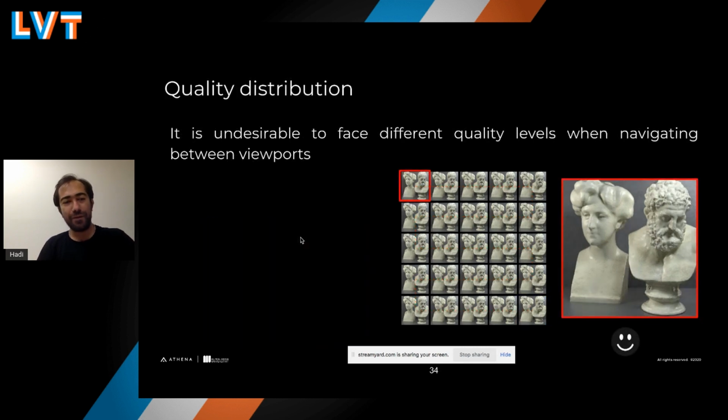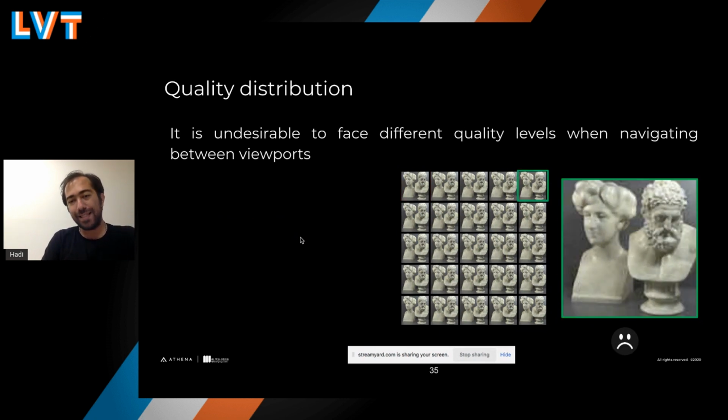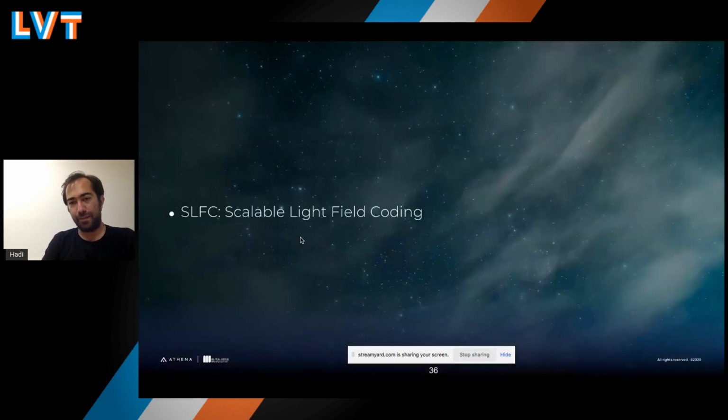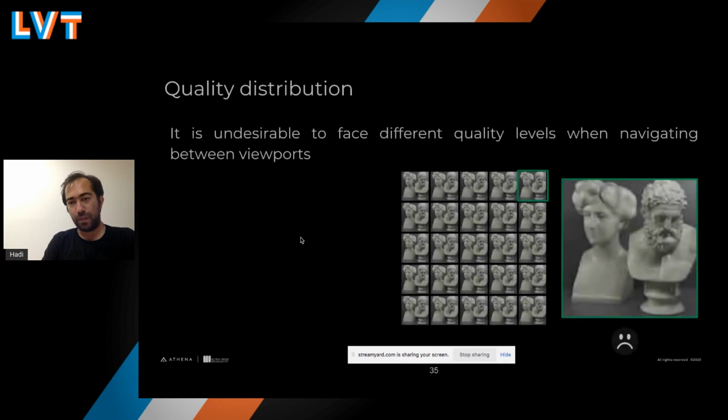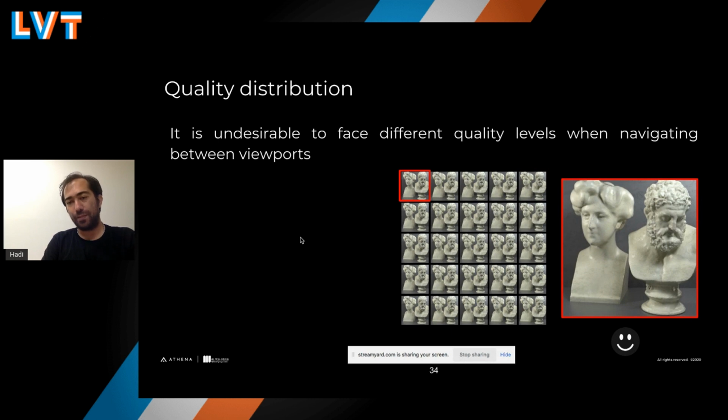The other important feature is quality distribution. Some methods do not consider this very important feature, but when we navigate between different views, we can see that it's not good to have different quality levels. So as you can see, we need a uniform quality distribution between different viewports.